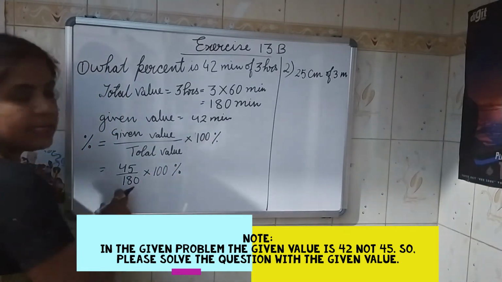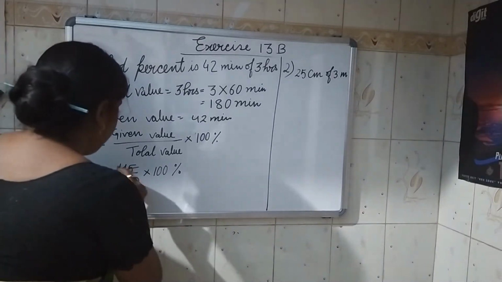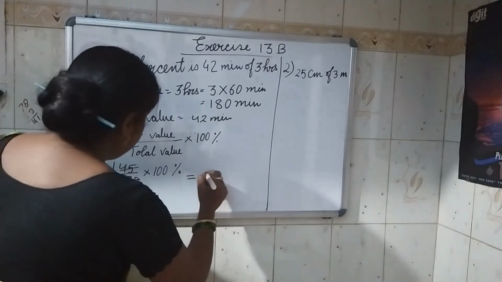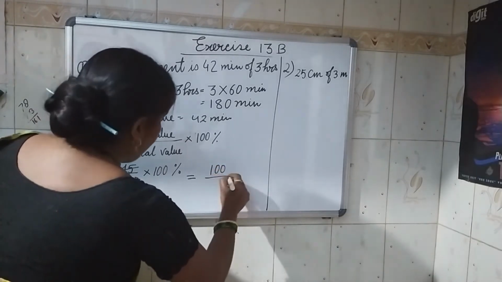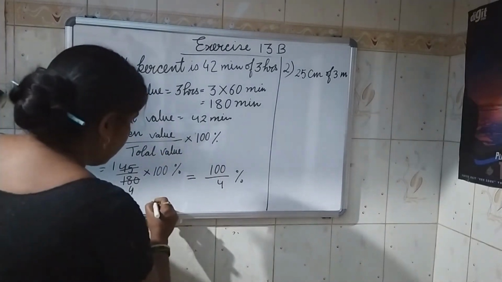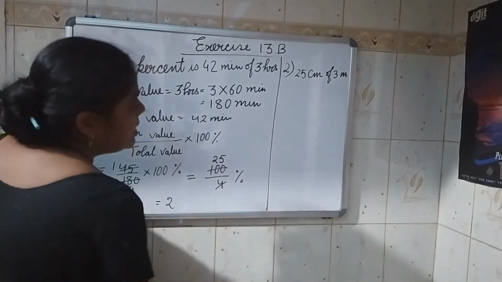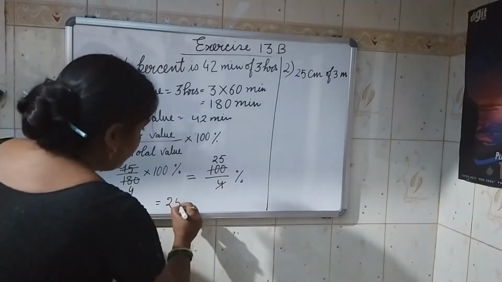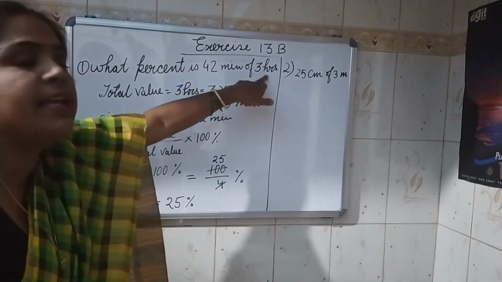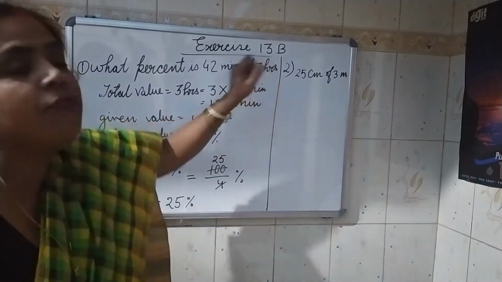Either you divide this by this or this by this. We know that 45 times 4 is 180. So 45 once is 45 and 45 fours are 180. Now the next step is 100 upon 4, percent. Now 25 fours are 100. So 4 twos are 8 and 4 fives are 20. So it is 25%. Clear? So the value is given as 42 minutes of 3 hours, and we have taken out the percentage. So 42 minutes is 25% of 3 hours.